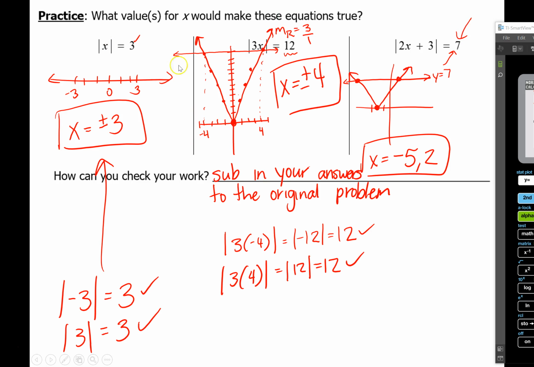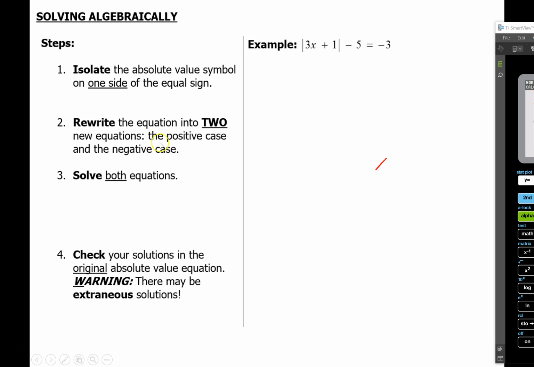All right, so let's talk about solving algebraically now, because what we've been doing so far is graphical, on a number line and also on a coordinate plane. So here come your steps for solving algebraically. Number 1 is to isolate the absolute value. If you look at this example, you can see that there is not just an absolute value on the left-hand side of the equation. There's also this -5.